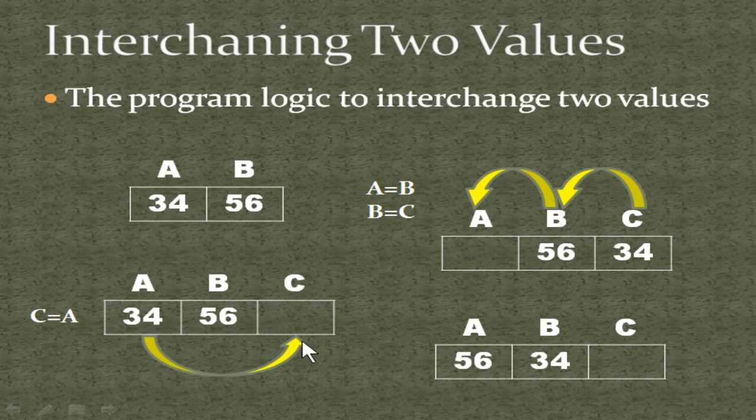You are having an extra variable C which is empty. Now you are going to shift the A value to C. So you can see C equal to A. That means A value is being shifted to C. Now A will become empty. Now B value will be shifted to A and then C value is shifted to B. So you can see A equal to B and B equal to C. So B value is stored into A and C value stored back into B. Now you can see that in the output the values have been interchanged.